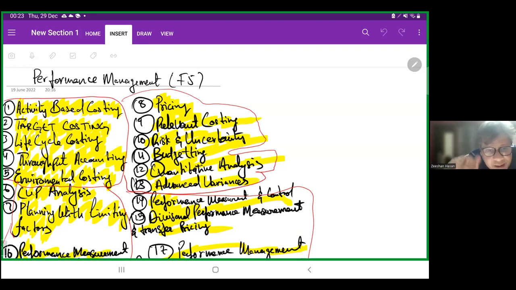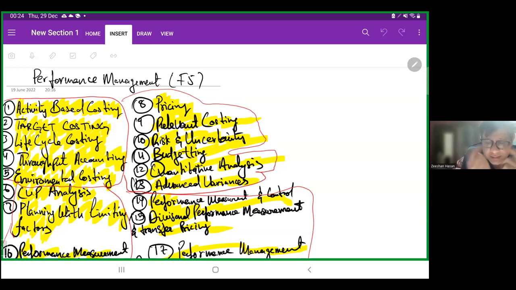Then we will learn environmental costing. Straight after these five chapters, we will move to the exam kits where we will practice MCQs and long descriptive questions. Then we will move to CVP analysis, cost volume profit analysis, and planning with limiting factors. Then we will move to section C and section A and B questions, that is MCQs and long descriptive questions. Then we have relevant costing, nothing new in it.